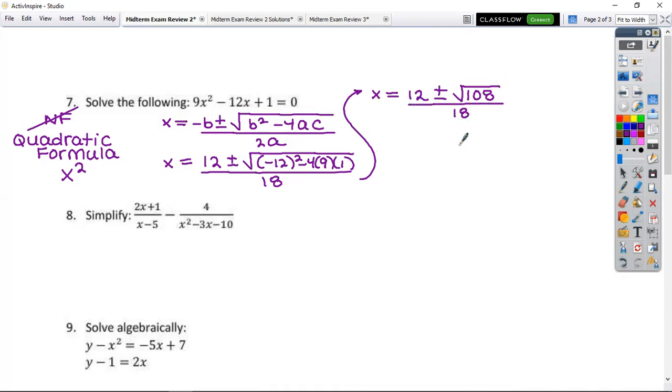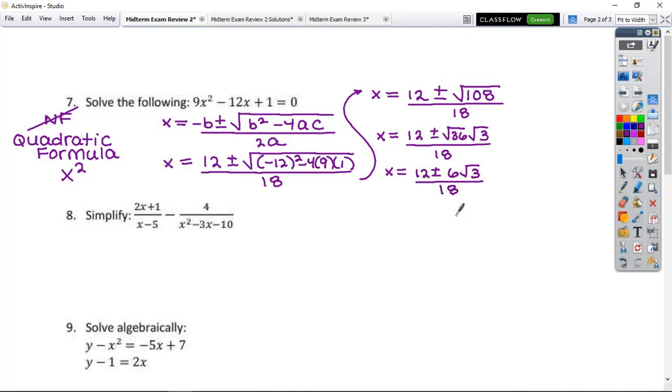And 108 breaks down. So you're looking for a perfect square that 108 divides by. Is it 36? Let's see. Yeah, 36 and 3. So I go x is equal to 12 plus or minus square root of 36, square root of 3, all over 18. So I get x is equal to 12 plus or minus 6 radical 3 over 18.